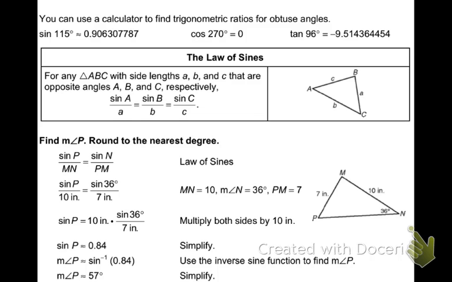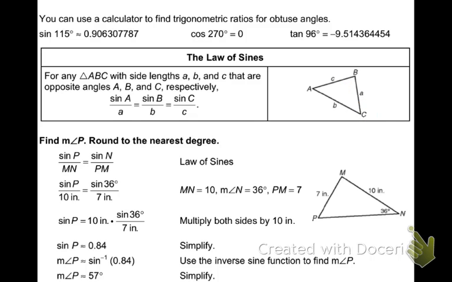The law of sines is used as ratios. For any triangle ABC with side lengths a, b, and c that are opposite of angles A, B, and C, notice big A is opposite of little a, big B is opposite of little b, and big C is opposite of little c.